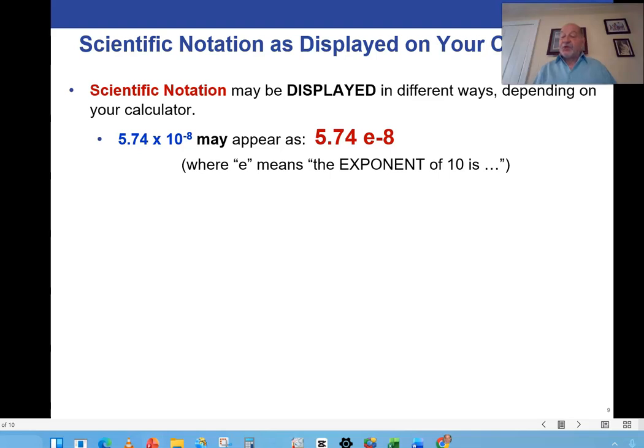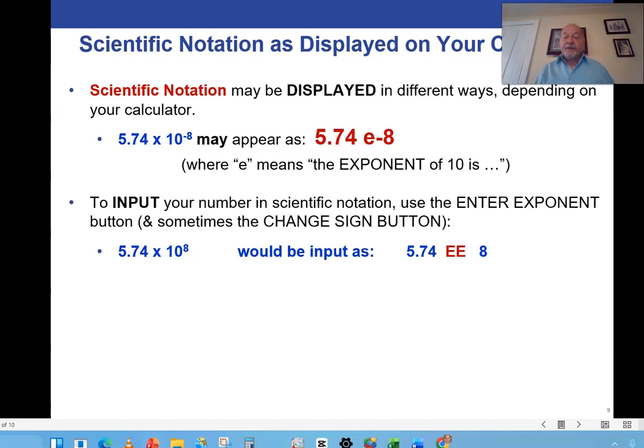If you were actually to use computer programs, they frequently use this format. If you used Excel, this is how scientific notation is written in Excel, if you wanted to write a scientific notation number within a cell and have it use that for a calculation. So let's now talk about how to input various versions of this number using your own calculator.